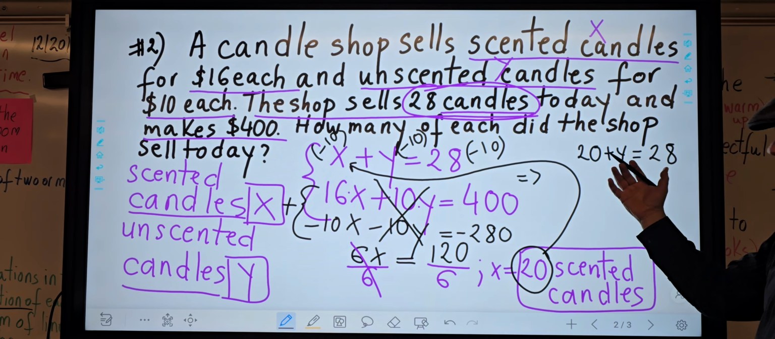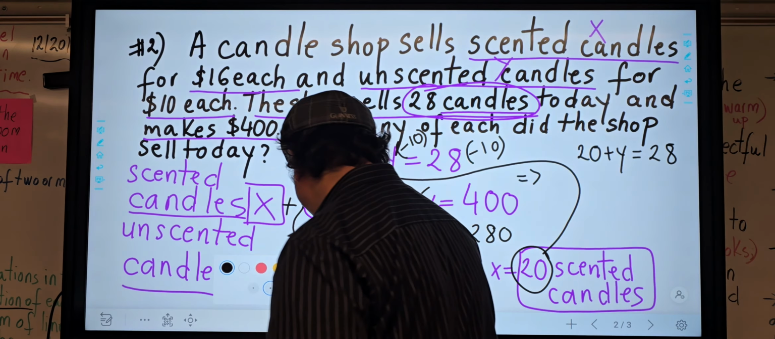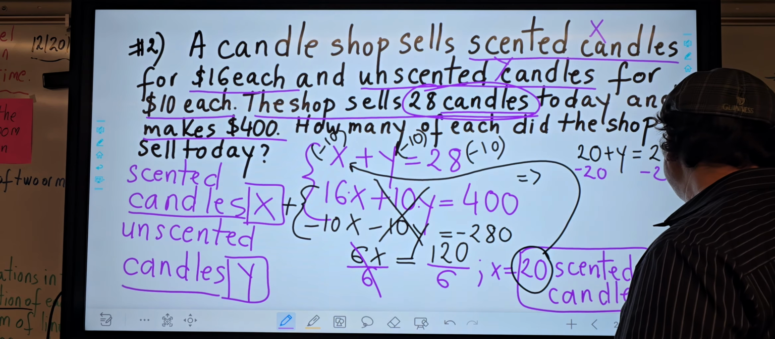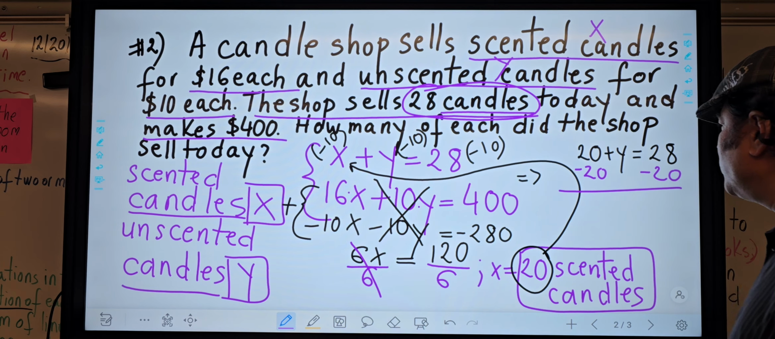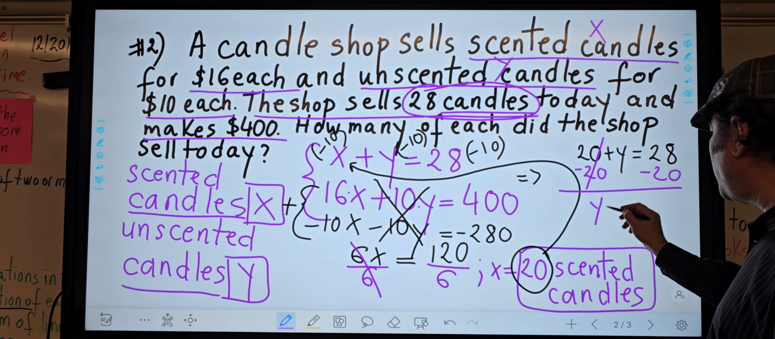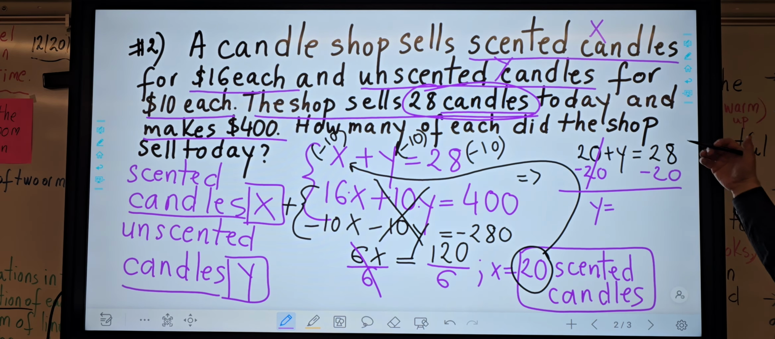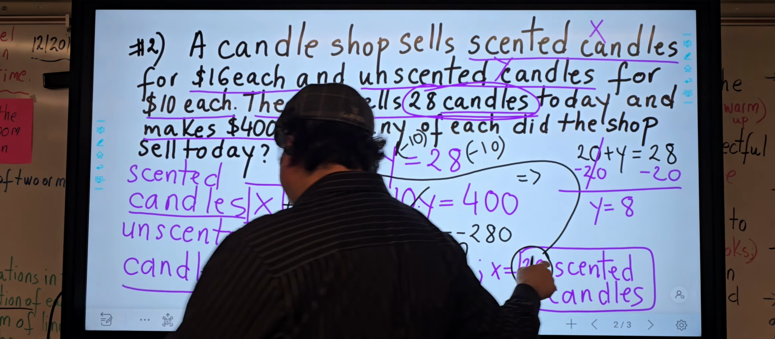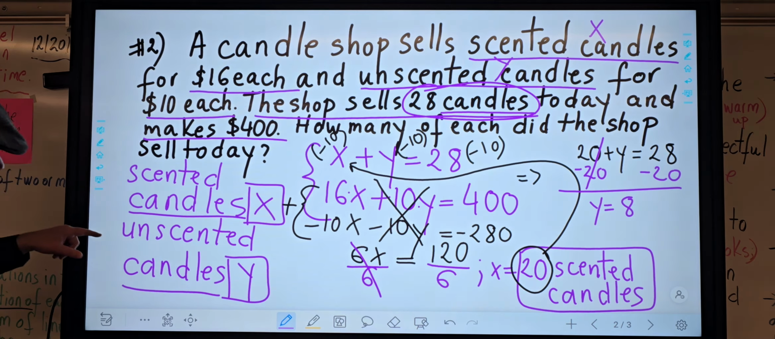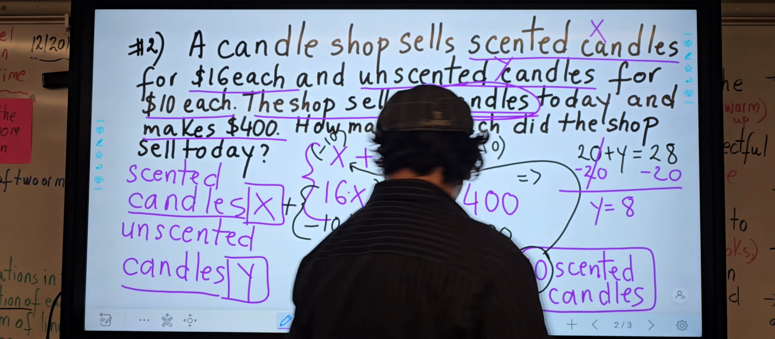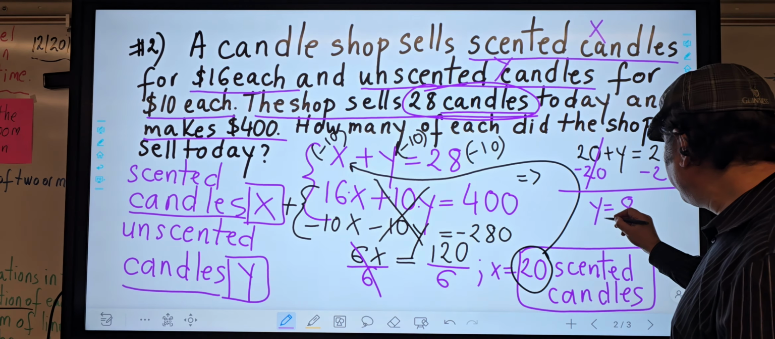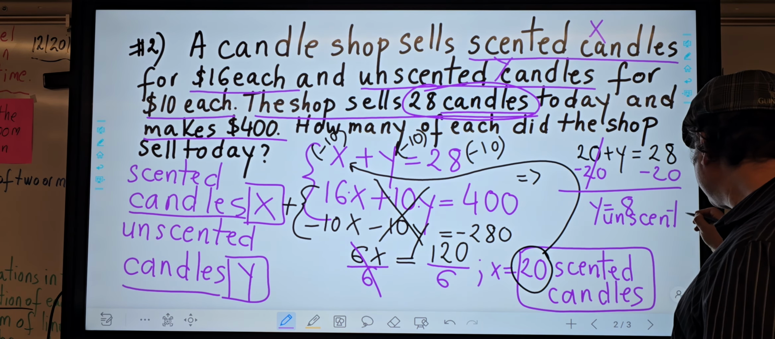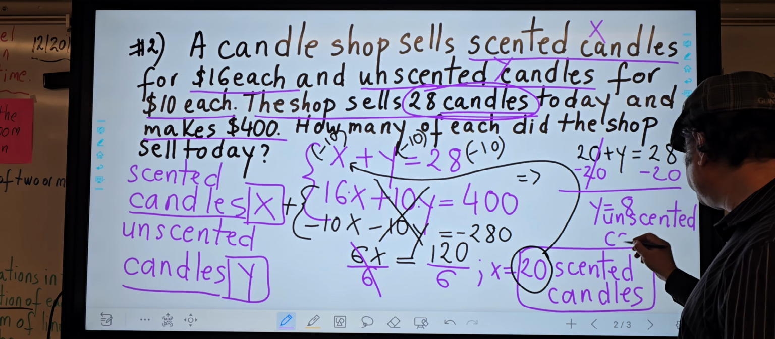In this case, we have to subtract 20 on both sides. Minus 20, minus 20. 20 minus 20 cancels out. So we get Y equals 28 minus 20, which is 8. Y is 8, and 8 represents the unscented candles. So that's 8 unscented candles.